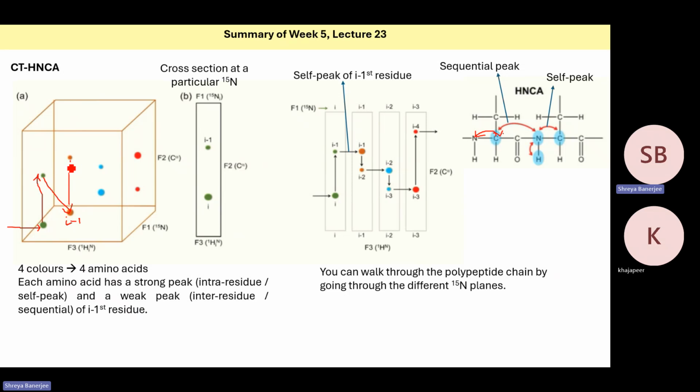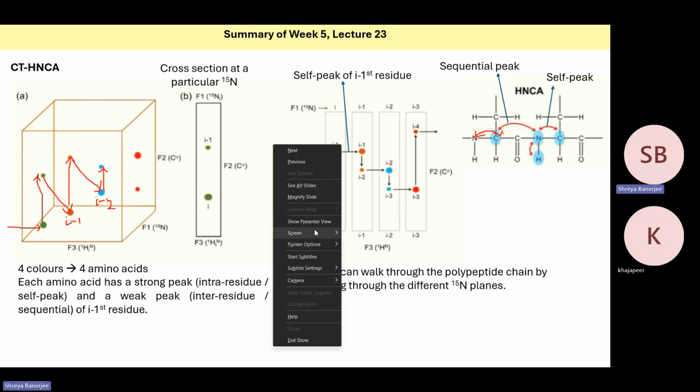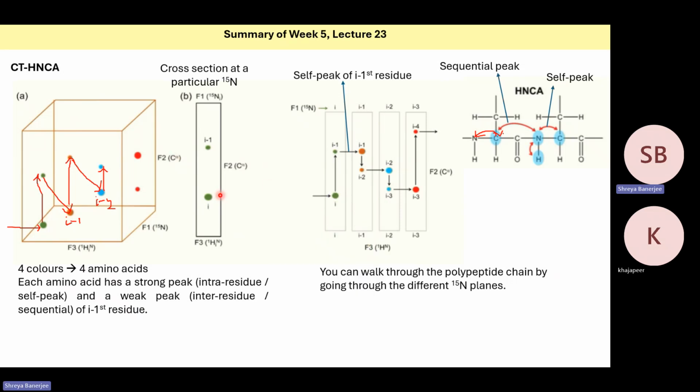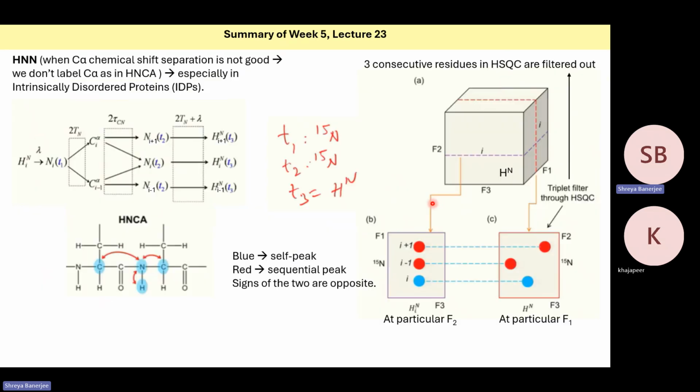Then if you go up, it is the cross peak of the I minus first residue, so I minus first with I minus second. Then again, if you go down, it is the self peak of the I minus 2 residue. Then if you go up, that is the cross peak, I minus 2 with I minus 3. Similarly, you can move through the 3D spectra and get the amino acid sequence from that. So this is a very useful method of not only identifying the amino acid, but also understanding the sequence.